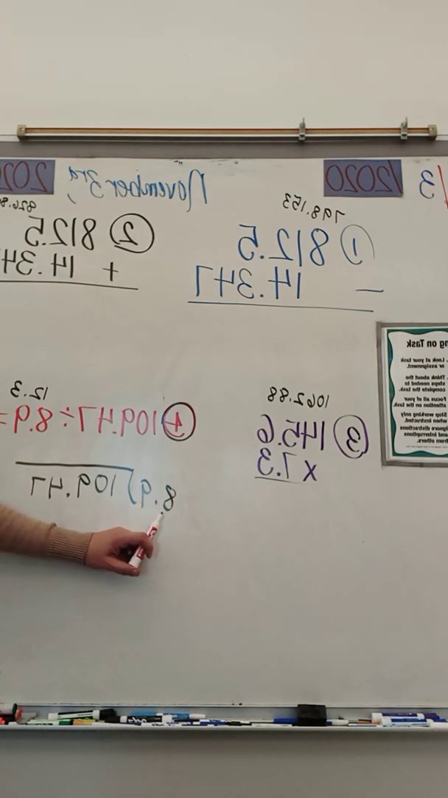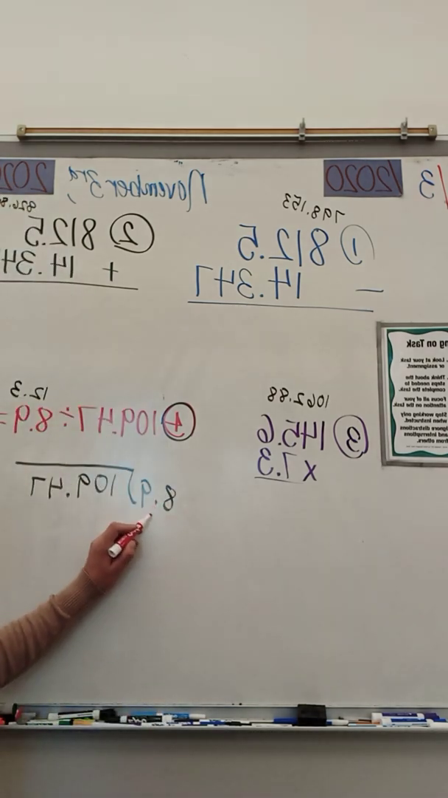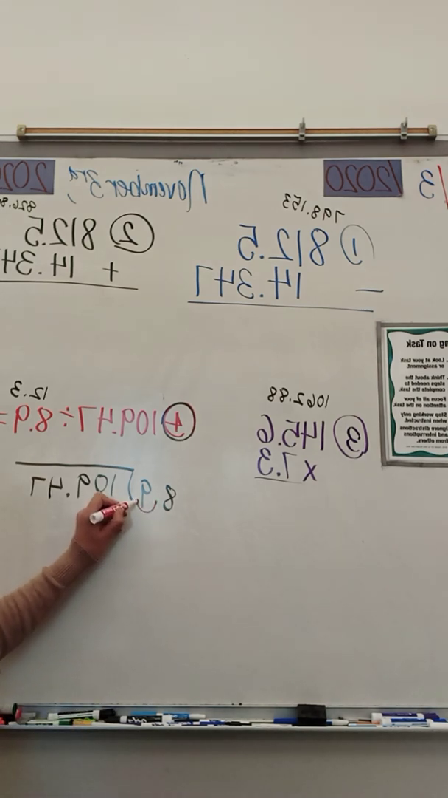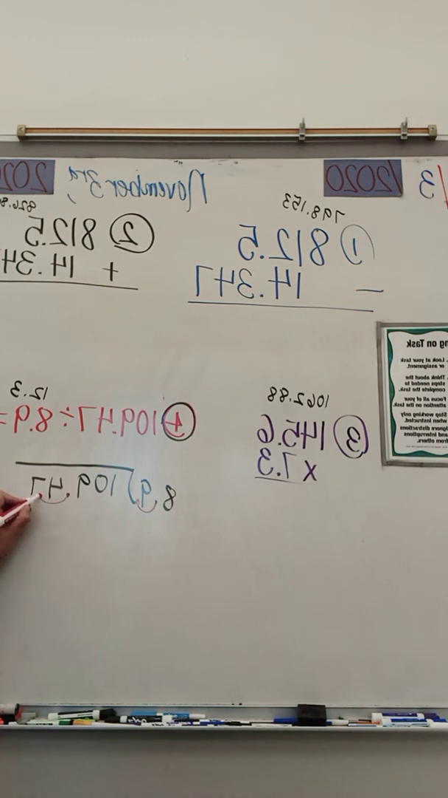Is this a whole number? No. How many times do I need to move my decimal point to make it a whole number? Once. So if I moved it here once, how many times do I have to move it in my dividend? Once. And then my decimal point goes straight up from there.